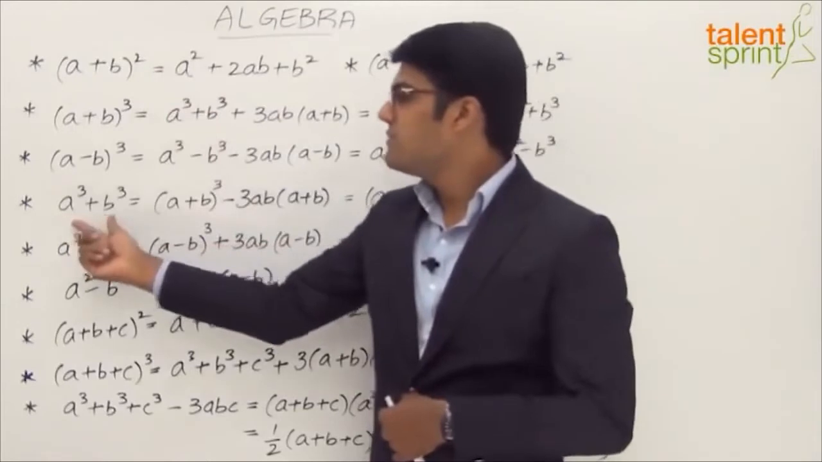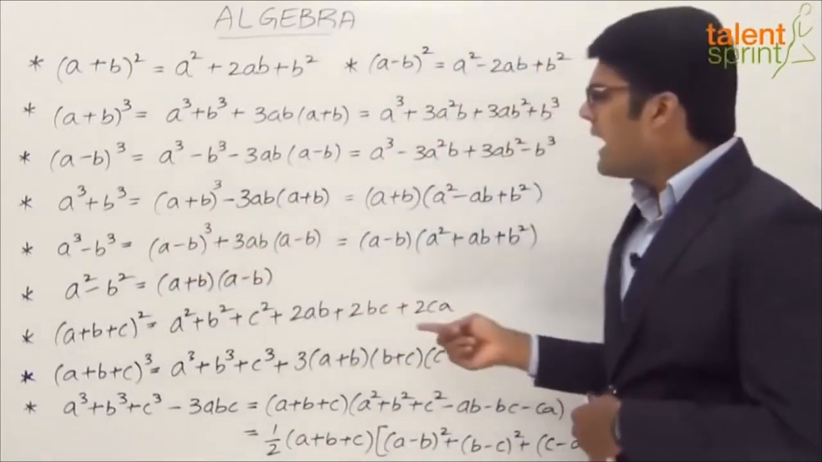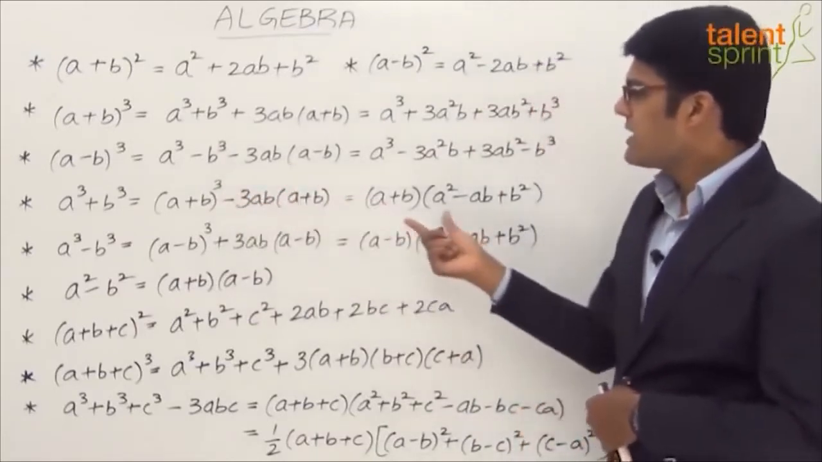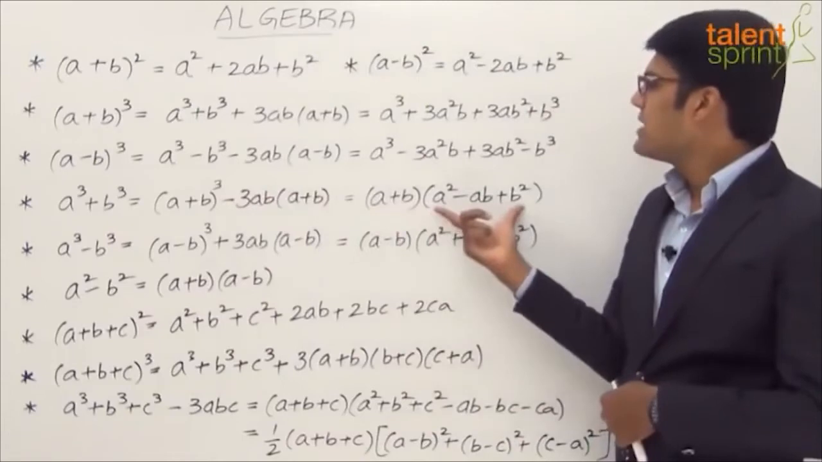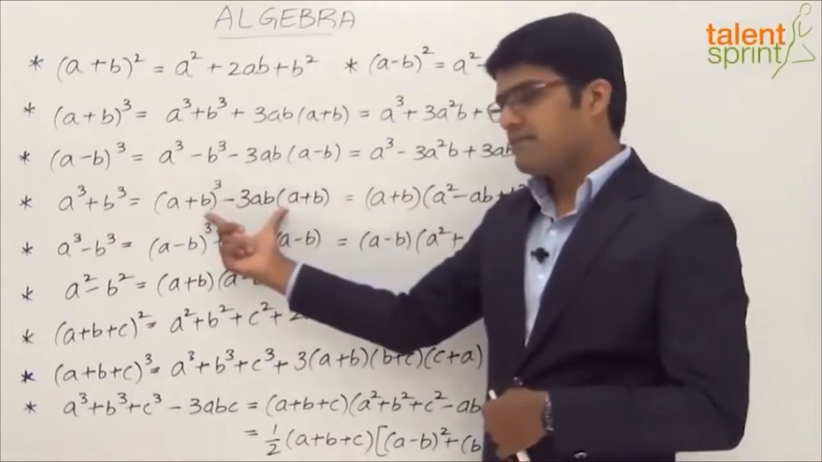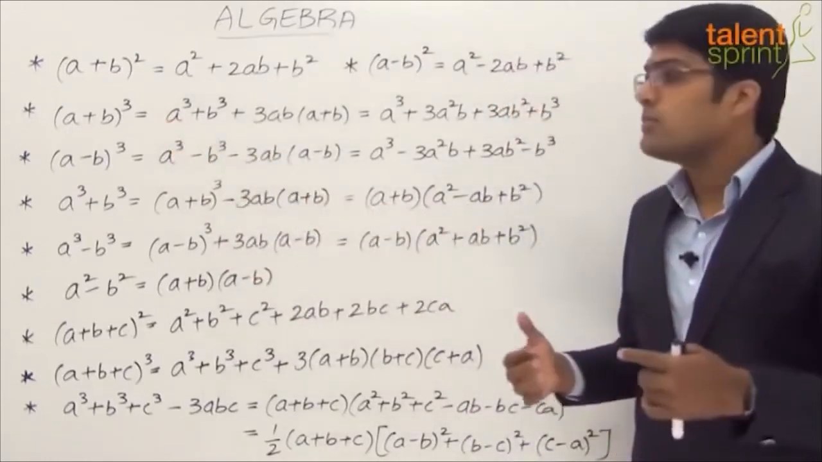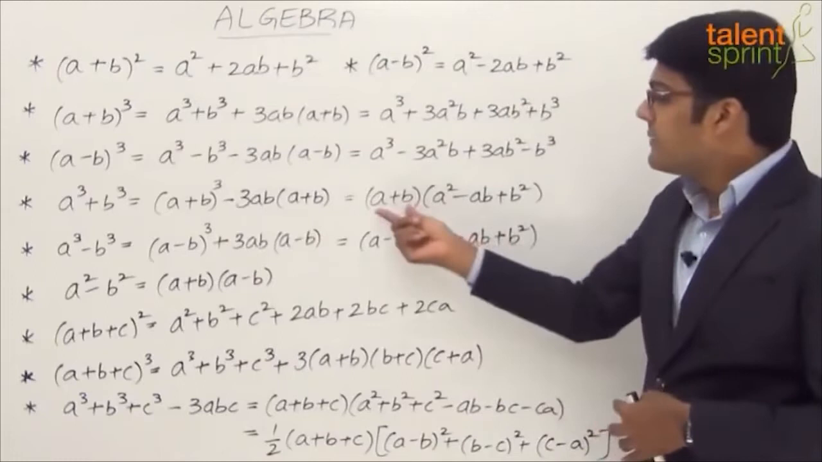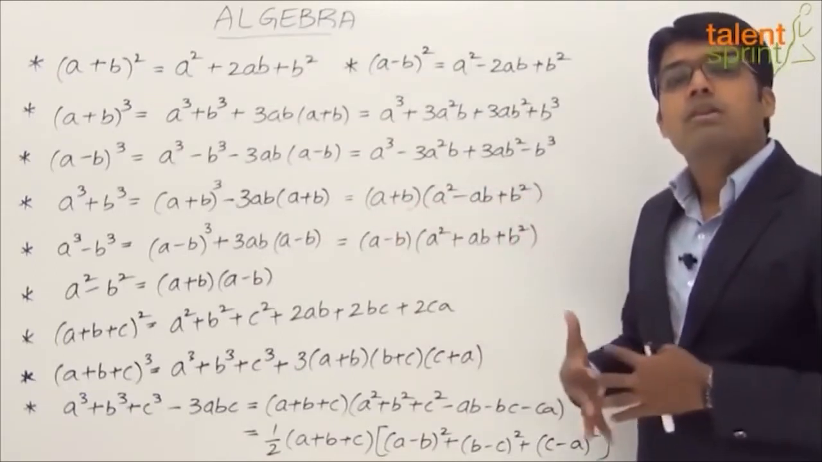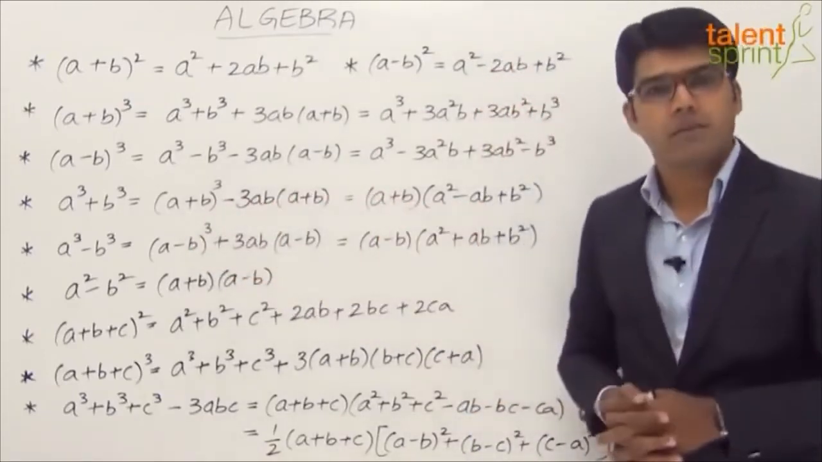Likewise, a cube plus b cube is (a plus b) whole cube minus 3ab into (a plus b). And if you try and simplify this expansion, we can also take it as (a plus b) into (a squared minus ab plus b squared). So remember both of them. This is from the previous one, but even this expansion is important. a cube plus b cube can be taken as (a plus b) into (a squared minus ab plus b squared). So depending on the requirement, we may use either this expansion or this one and simplify the given question.